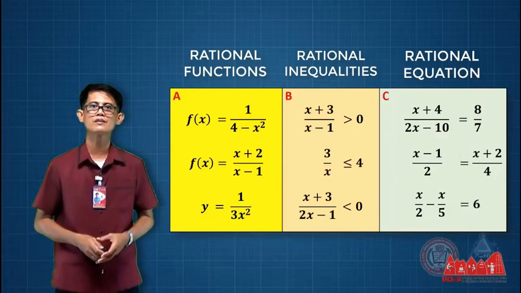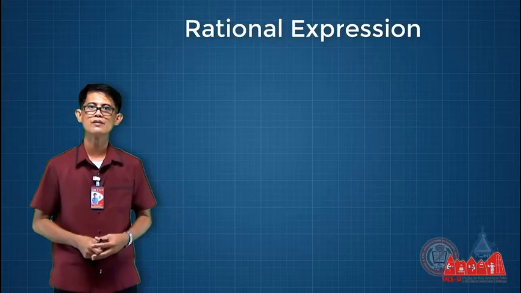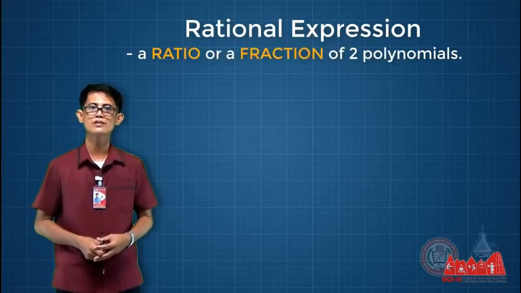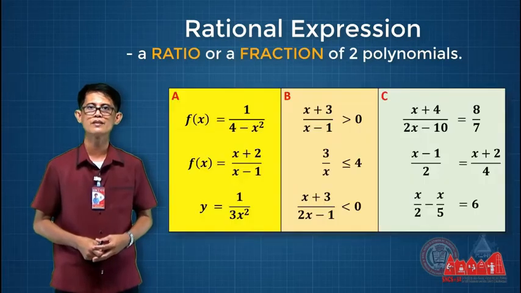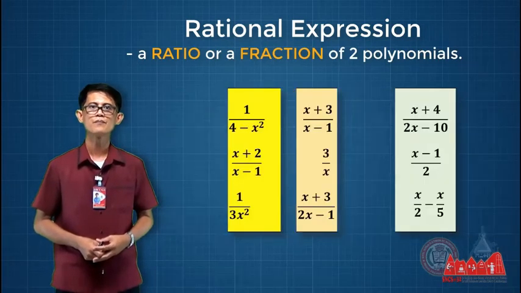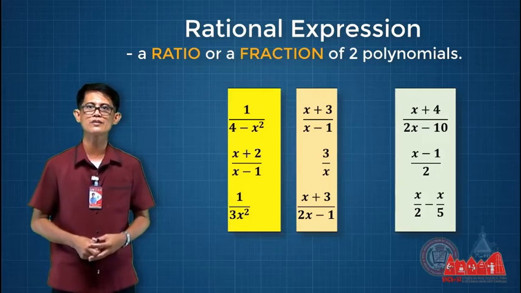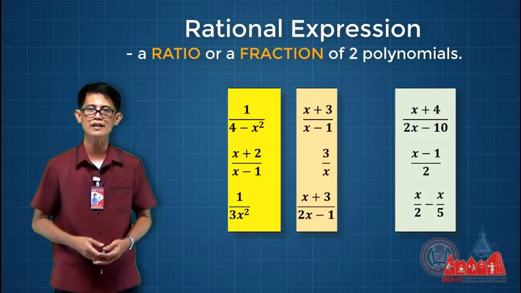Let us define the concepts here. We just distinguished rational equation, rational function, and rational inequalities from each other. But wait, how about rational expression? A rational expression is just a ratio or a fraction of two polynomials. So if we remove all this, they are just rational expressions with no left and right hand side members.